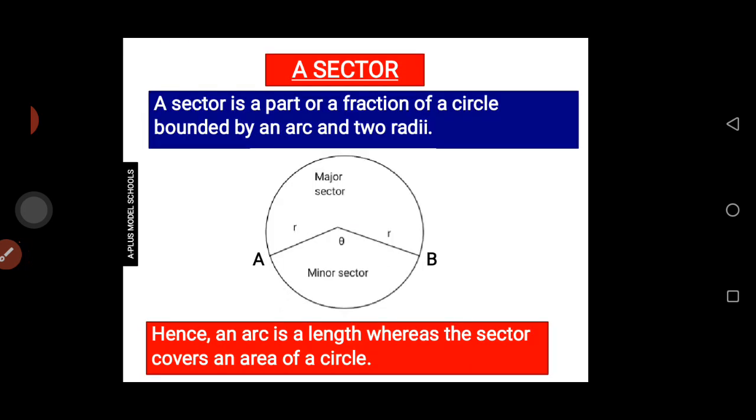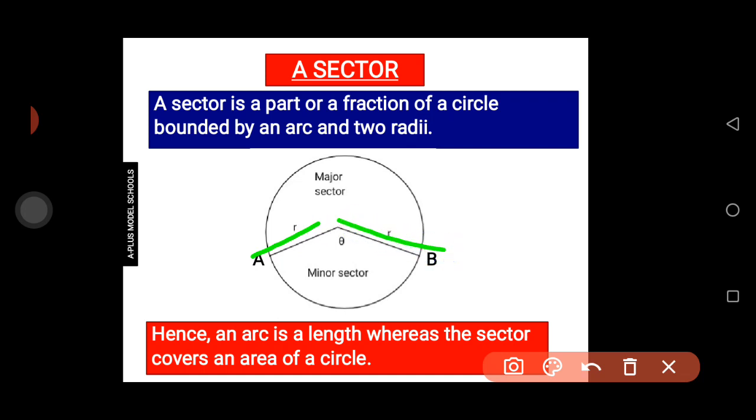Now, what do we mean by a sector? A sector is a region bounded by two radii and an arc. You can see this is a radius, this is another radius. When it is one, it is radius. When there is more than one, it is radii. Then this is the curved part, which is the arc. So a sector is made up of two radii and an arc.